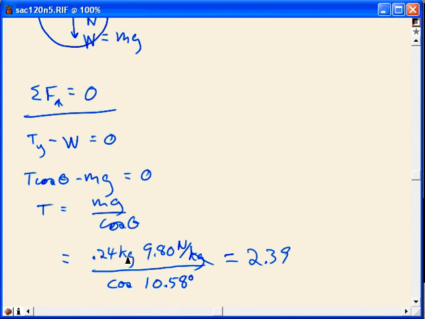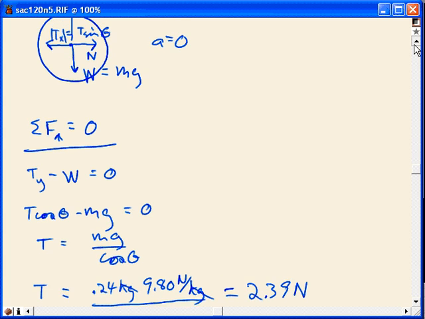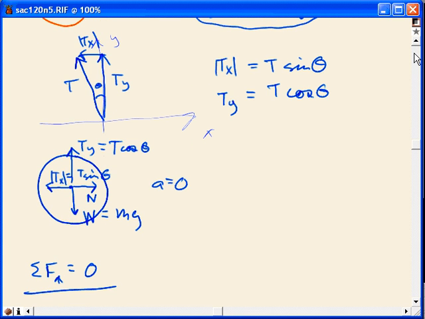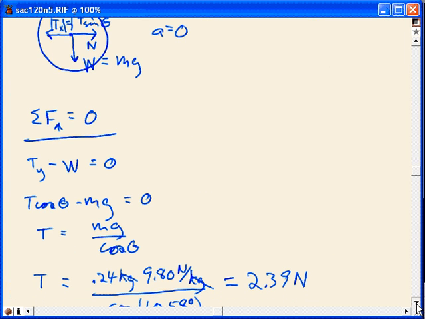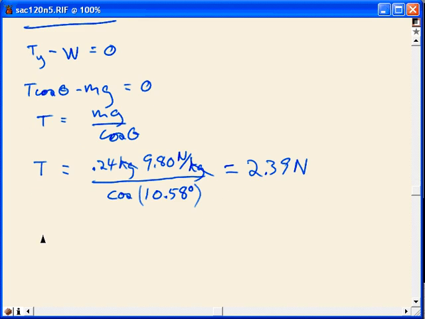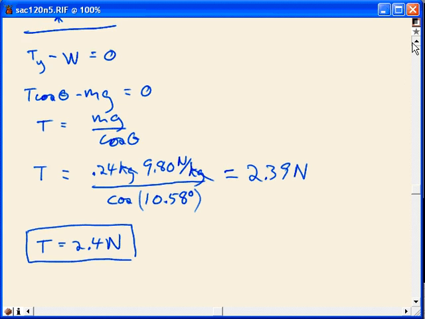And the kilograms cancel. Once you take the cosine of that, you get a pure number, so it's just the newtons that are left. So T is equal to 2.39 newtons to 3 sig figs, and I think everything was given to 2 sig figs, so we should round that off, but I do want to keep that intermediate answer in case we need it. So T is equal to 2.4 newtons is one of my answers.